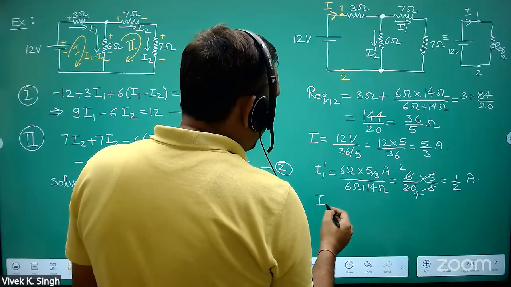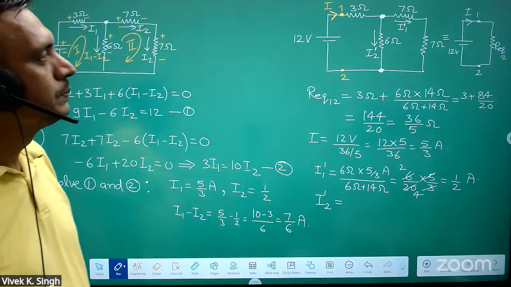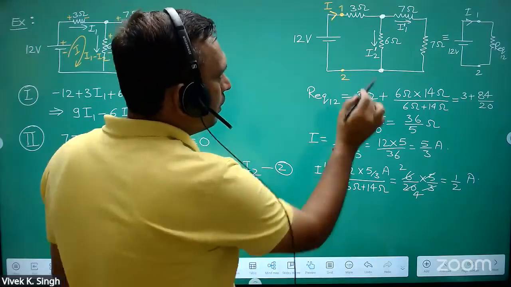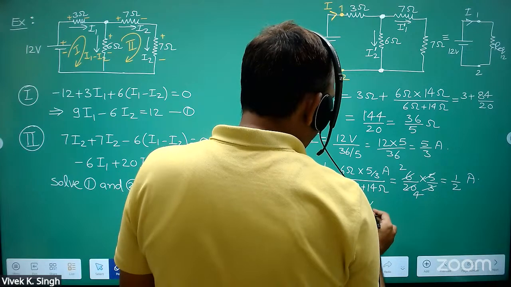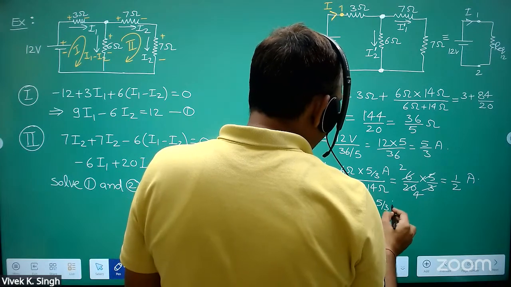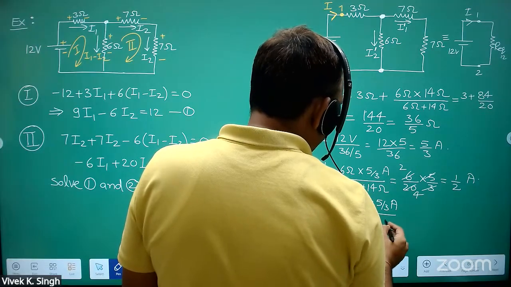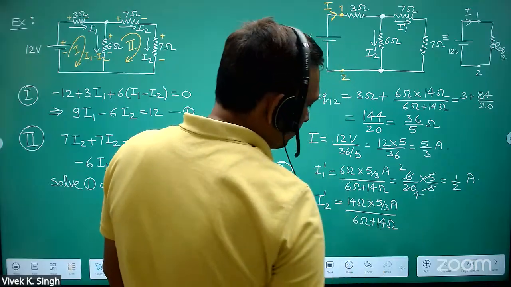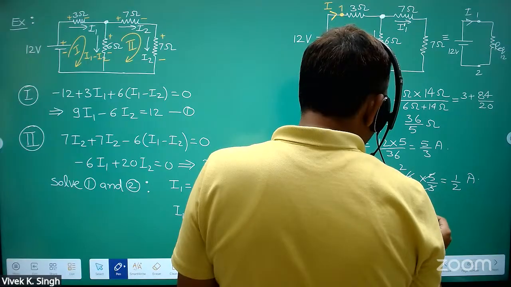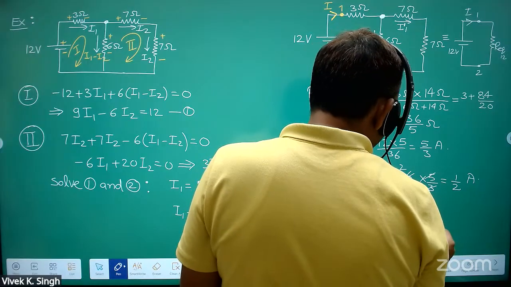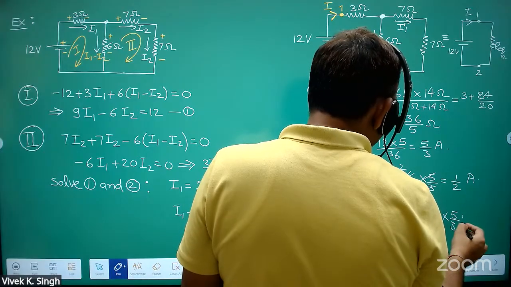Then what will be I2 dash? What will be I2 dash? Now this 14 ohm into 5 by 3 ampere divided by 6 ohm plus 14 ohm. And this is what? 14 ohm by 20 ohm into 5 by 3 ampere.